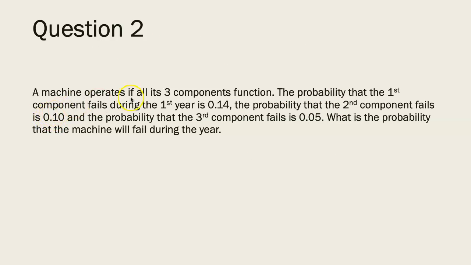Question 2. A machine operates if all its three components function. The probability that the first component fails during the first year is 0.14. The probability that the second component fails is 0.10. And the probability that the third component fails is 0.05. What is the probability that the machine will fail during the year?